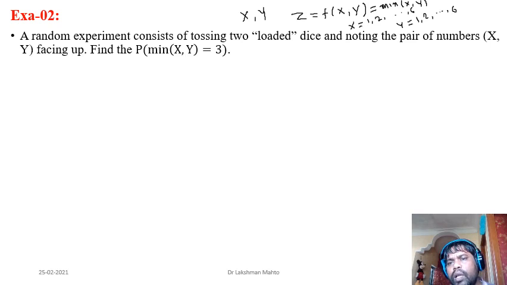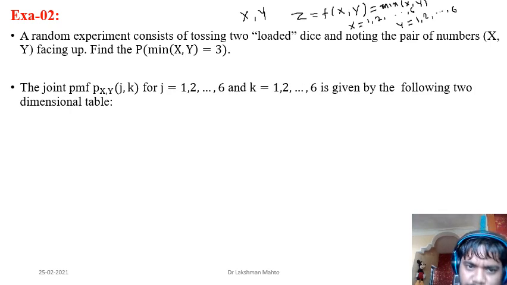The possible values of Z will also vary from 1 to 6. So here we are finding the probability for just one specific value of Z, that the minimum of X and Y equals 3. How can we find that? For that, we have to visualize the joint probability mass function, and all the outcomes also we need to visualize.